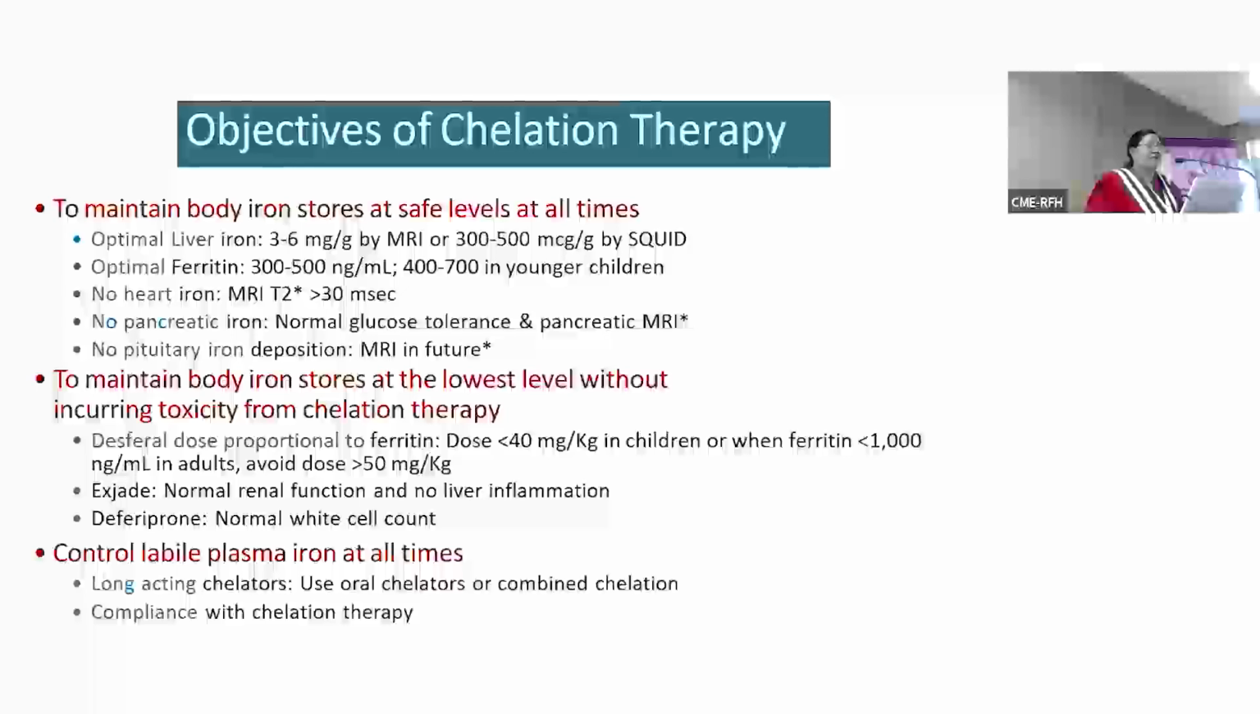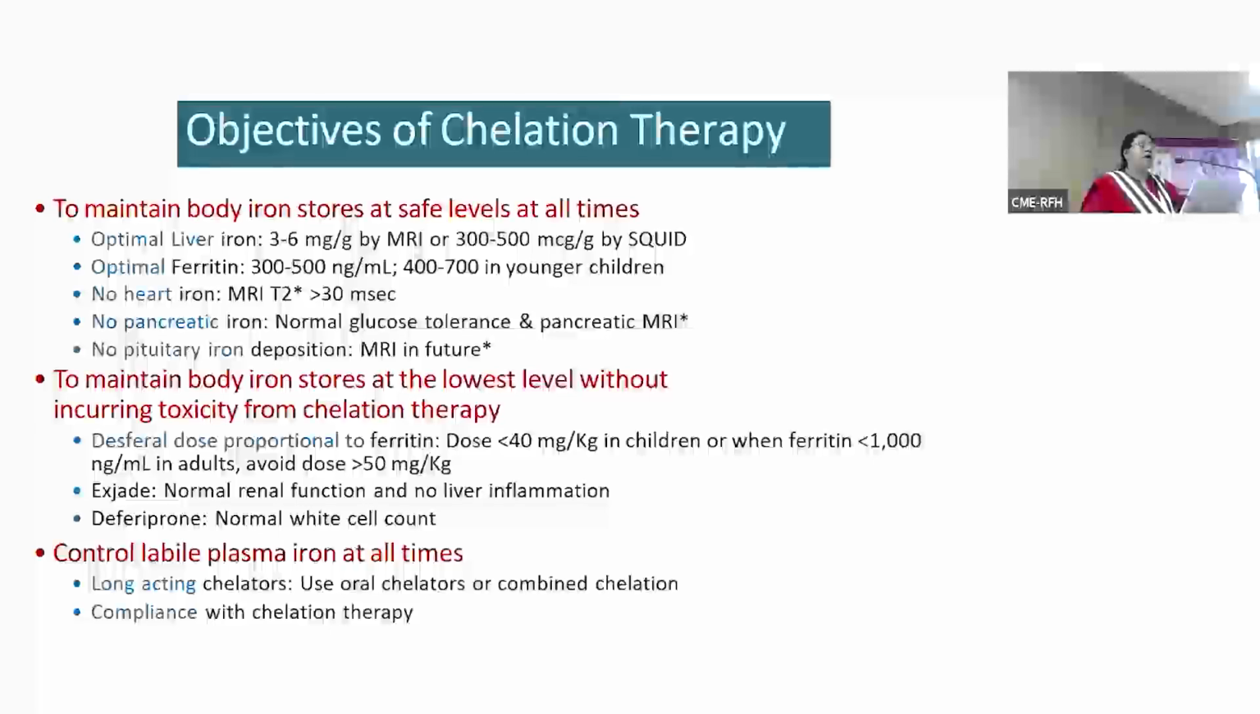What do you mean by safe level? No iron in the heart, pancreas, pituitary. Ferritin levels should be maintained between 3 to 5 nanograms per ml, and the optimal liver iron, if at all he is beyond 5 years, you have to monitor, should not be more than 3 to 6 milligrams per gram, either by dry weight or by MRI. Gold standard you need not do, by MRI it is more than enough.